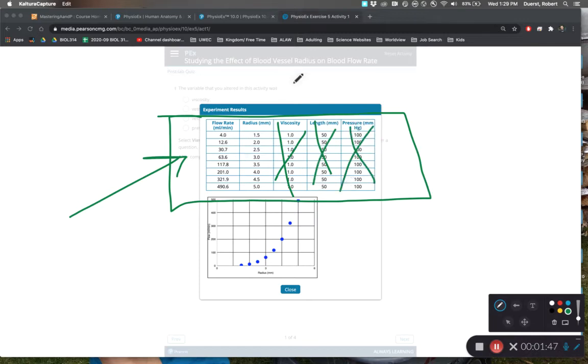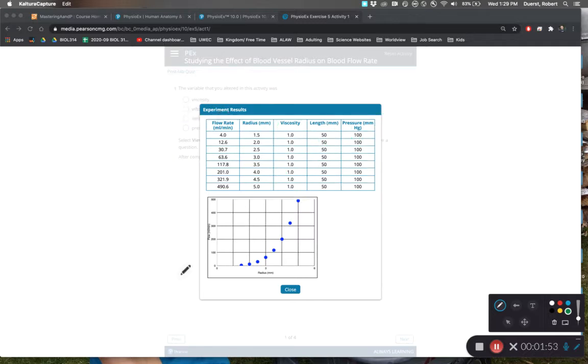The only two things that are changing are the radius of the blood vessel and the flow rate of the blood. As we're looking at those two columns, if we plot radius on the x-axis and flow rate of blood on the y-axis, we end up with a curve that slopes upward dramatically. This is a positive exponential curve.